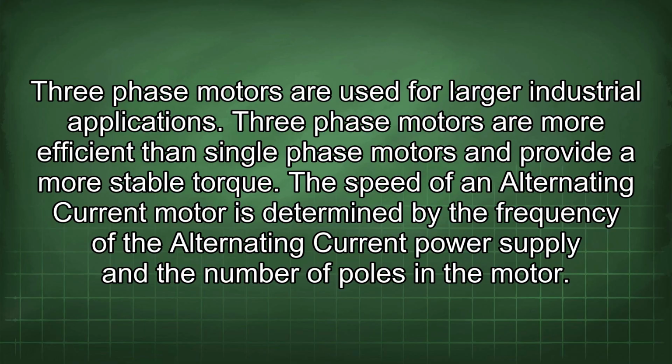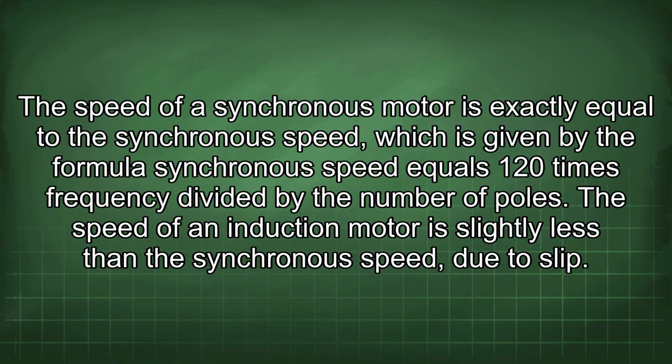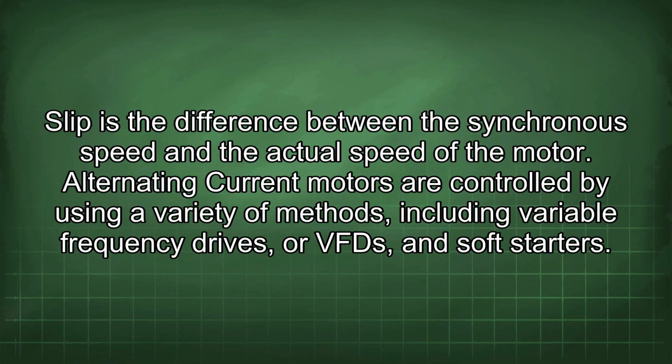The speed of an alternating current motor is determined by the frequency of the alternating current power supply and the number of poles in the motor. The speed of a synchronous motor is exactly equal to the synchronous speed, which is given by the formula: synchronous speed equals 120 times frequency divided by the number of poles. The speed of an induction motor is slightly less than the synchronous speed due to slip. Slip is the difference between the synchronous speed and the actual speed of the motor.